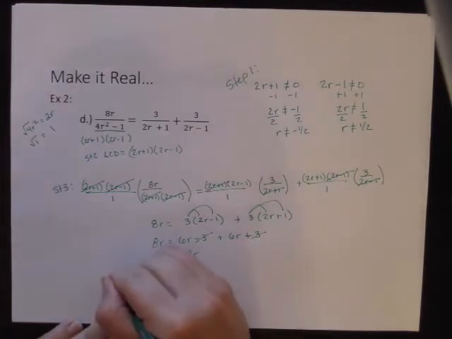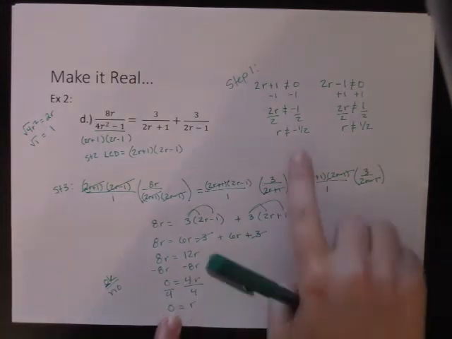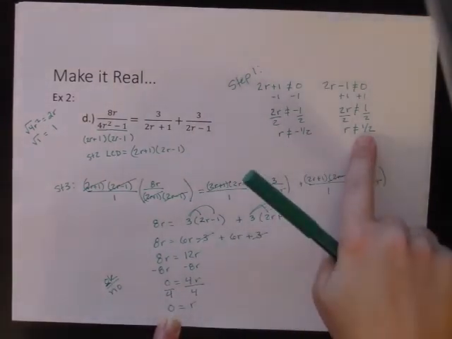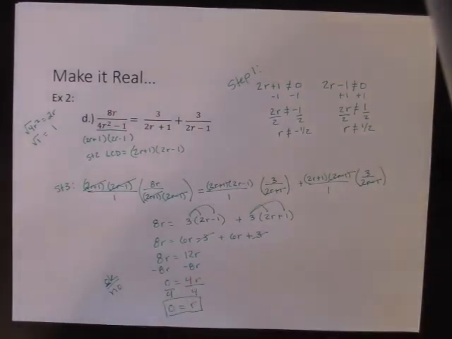Because remember, as long as the 0 is up in the top, it's absolutely okay. So my final answer is going to be 0 equals r. Last thing I have to do is check: does this make sense? Well, it doesn't equal negative or positive 1/2, so absolutely this answer is completely fine.